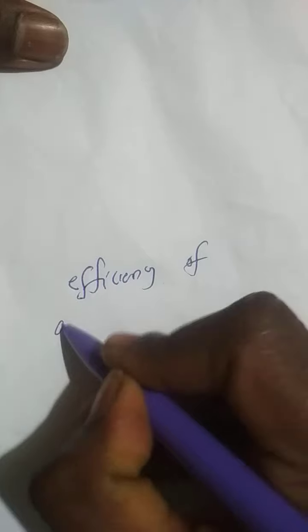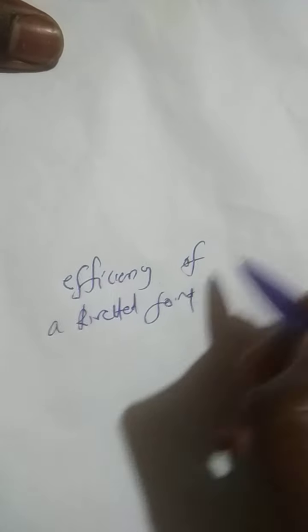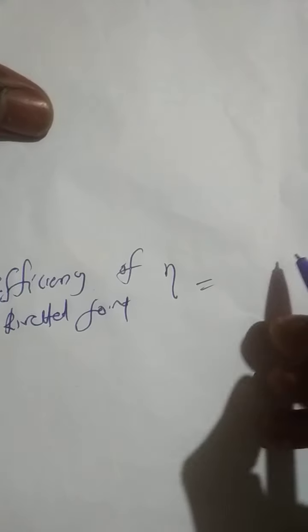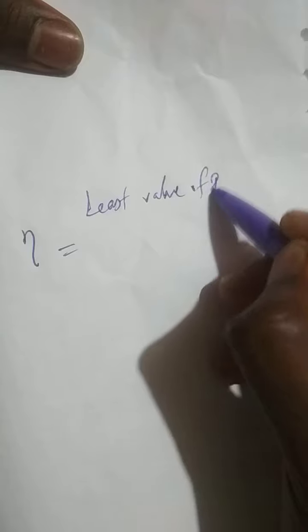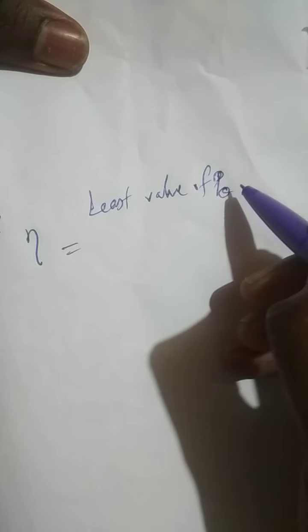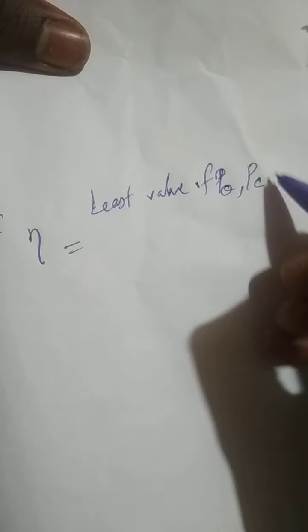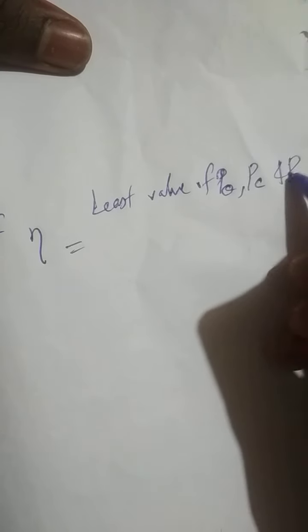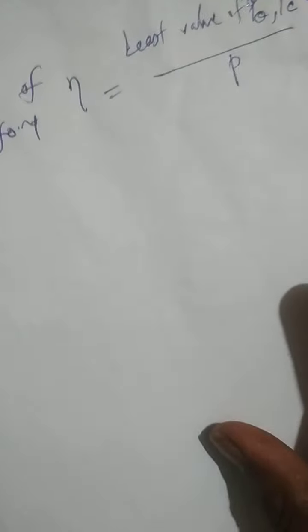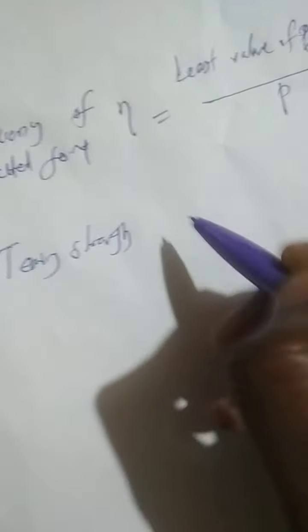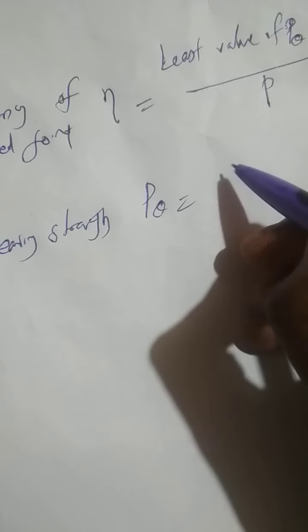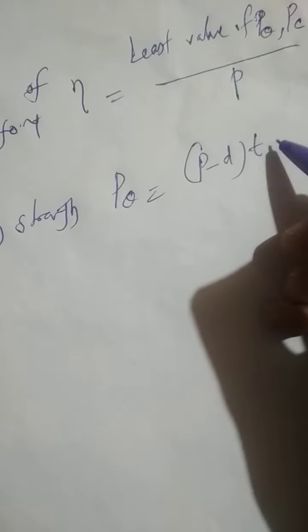Efficiency of a riveted joint, represented by the letter eta, is equal to the least value of Pt, that means tensile strength, crushing strength Pc, and Ps, divided by P. Now considering P, the strength of a solid plate, the tensile or tearing strength Pt is equal to (P minus d) t sigma t.